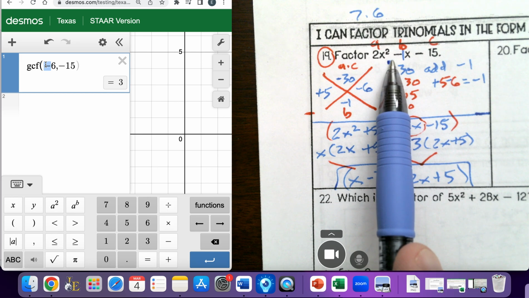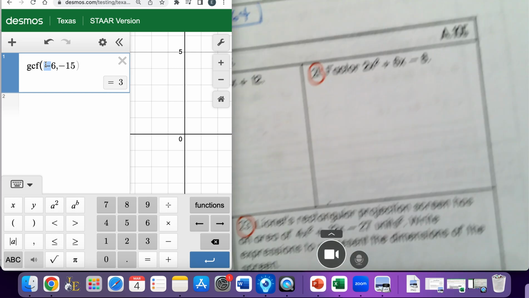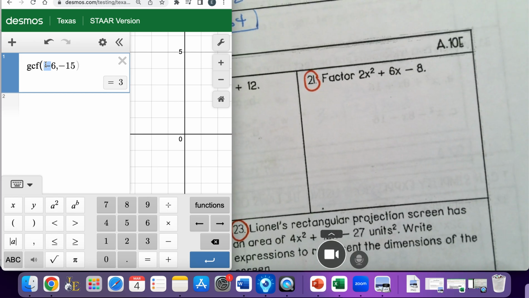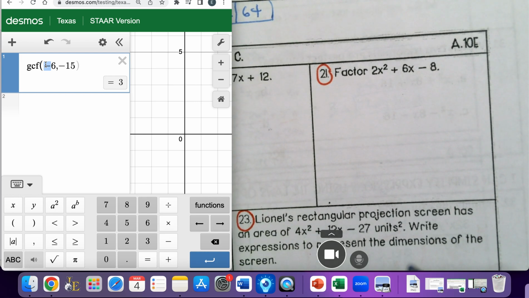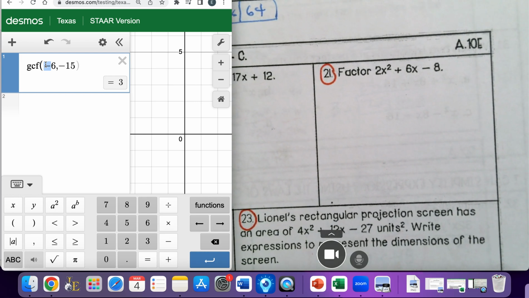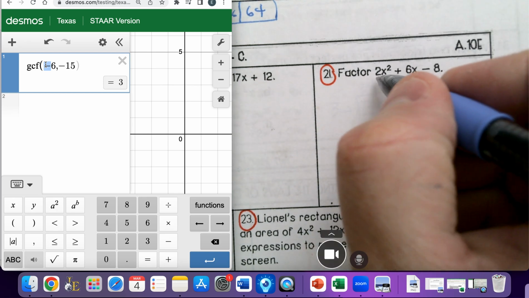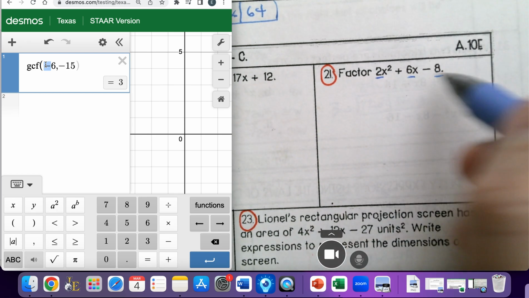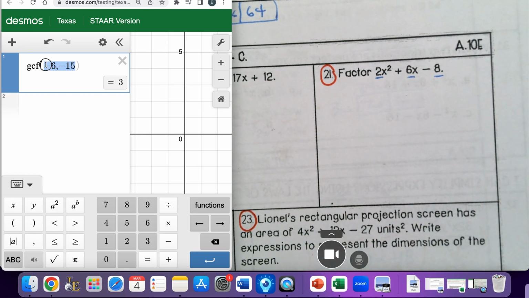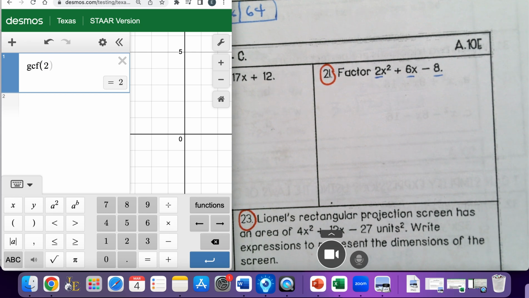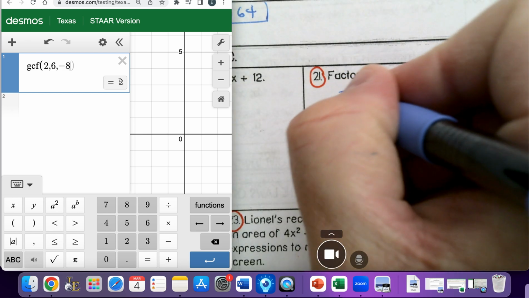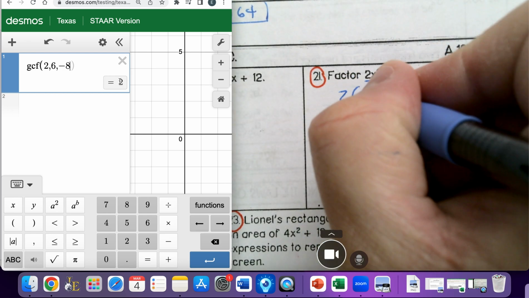I'm going to jump over to 21, and 21 is a special problem. It says factor 2x squared plus 6x minus 8. I want to point out here, notice that my a, my b, and my c values are all even numbers. So that means I can factor out at least a 2 here. So I'm going to put a 2, comma, 6, comma, negative 8, and since these are all even, I can factor out a 2. So I can factor out a 2 here, and I'd be left with x squared plus 3x minus 4.